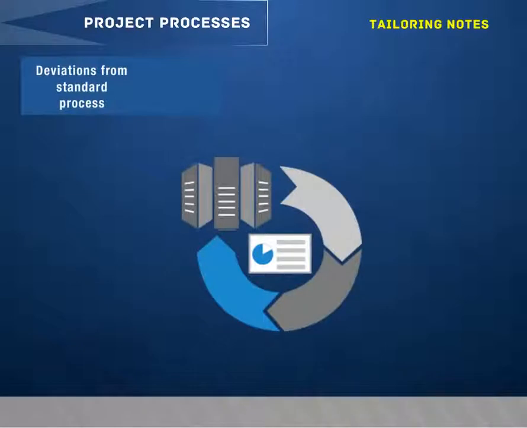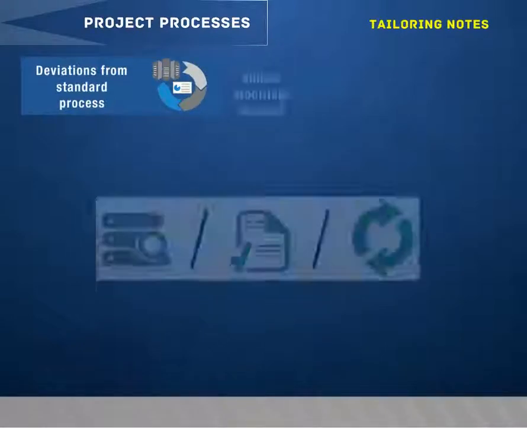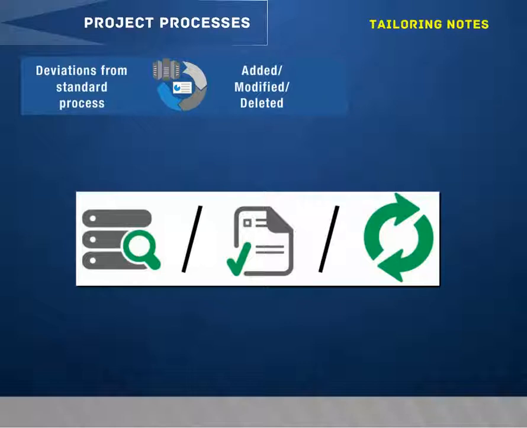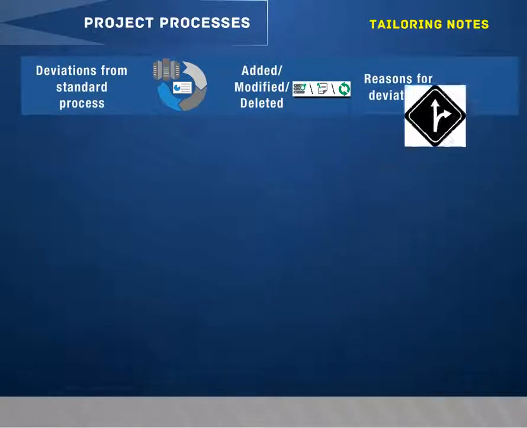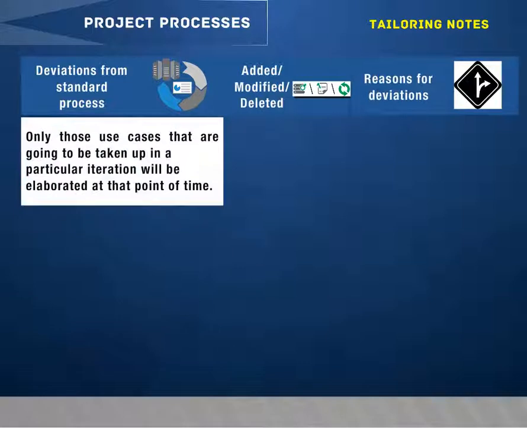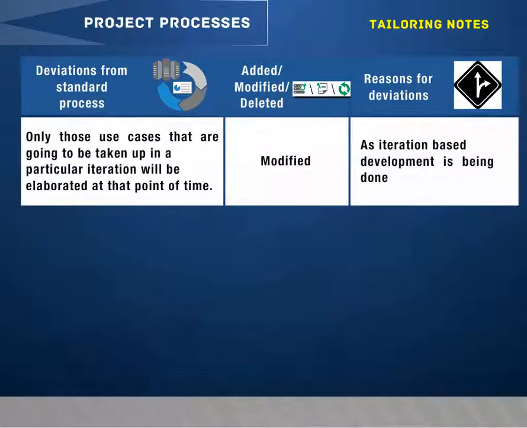Tailoring notes. Deviations from standard process: added or modified or deleted. Reasons for deviation: only those use cases that are going to be taken up in a particular iteration will be elaborated at that point of time. Modified, as iteration-based development is being done.